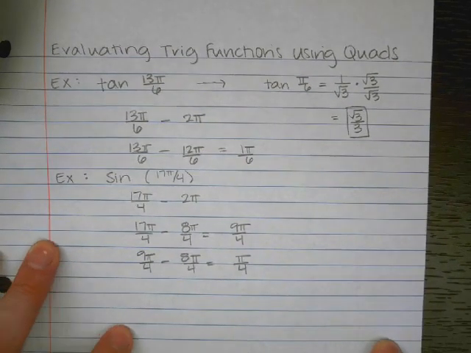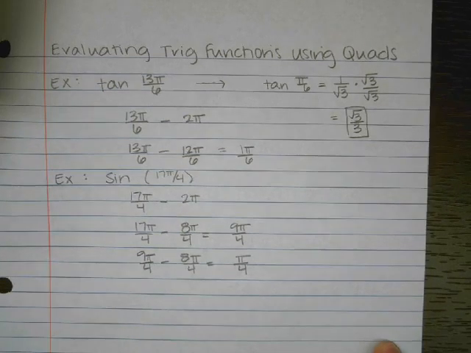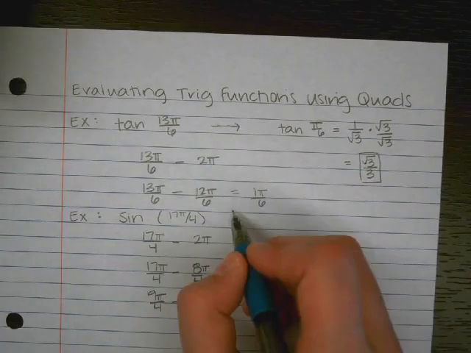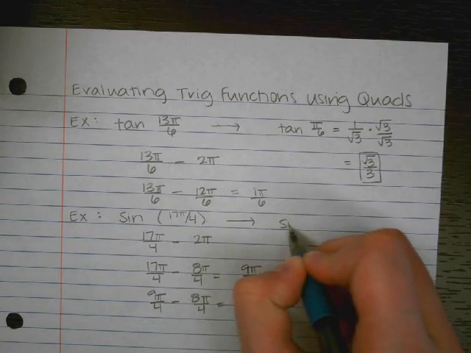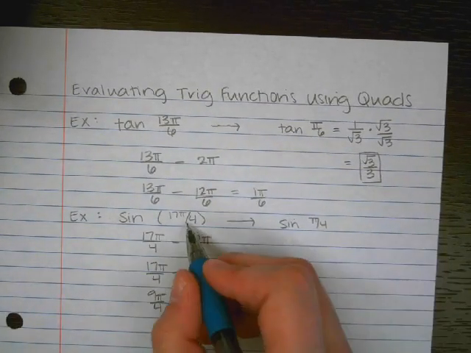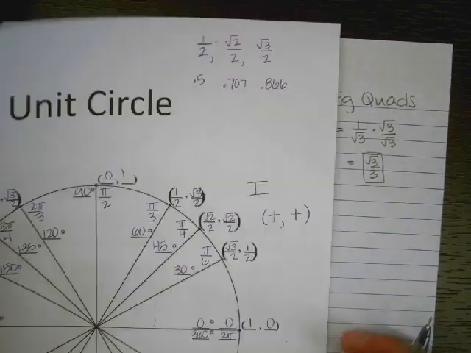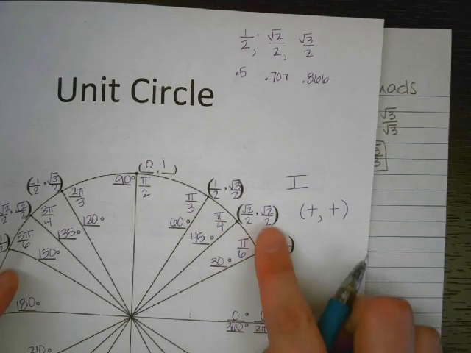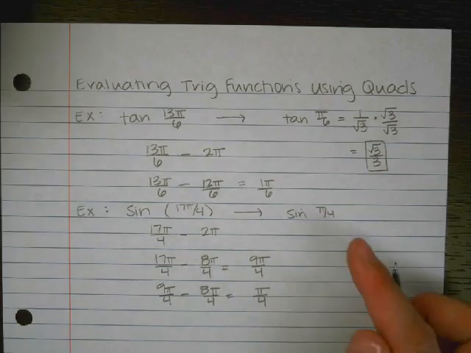All right, so now I can look at my unit circle. Sine of pi fourths is what I'm actually evaluating because sine of pi fourths is coterminal with 17 pi fourths. And if I look at pi fourths, sine is going to be root 2 over 2.